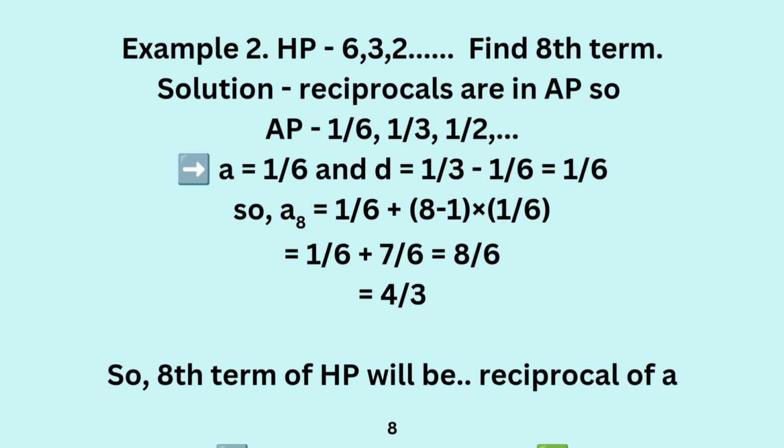D is equal to 1 by 6, we get. The 8th term of the AP is equal to 4 by 3. After solving we get. Therefore, the 8th term of the HP is the reciprocal, which is 3 by 4.